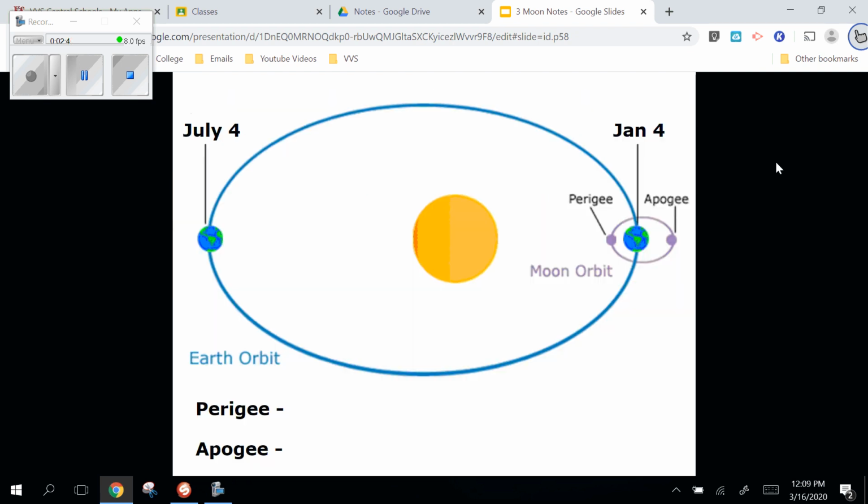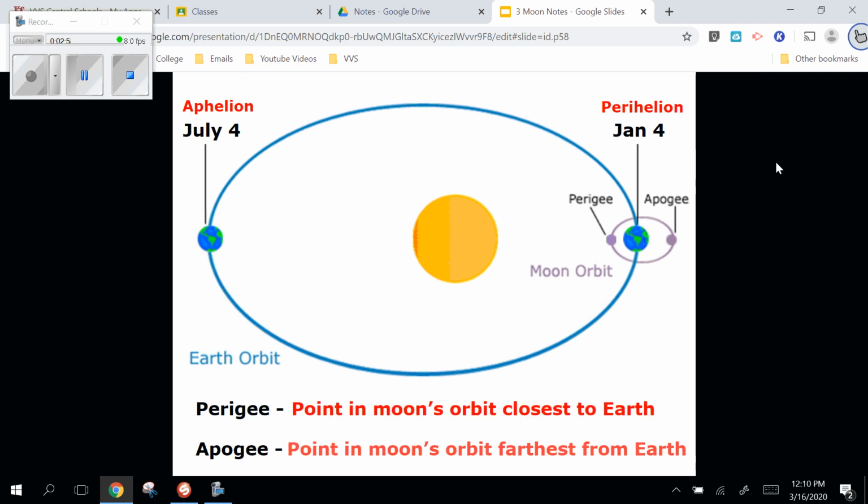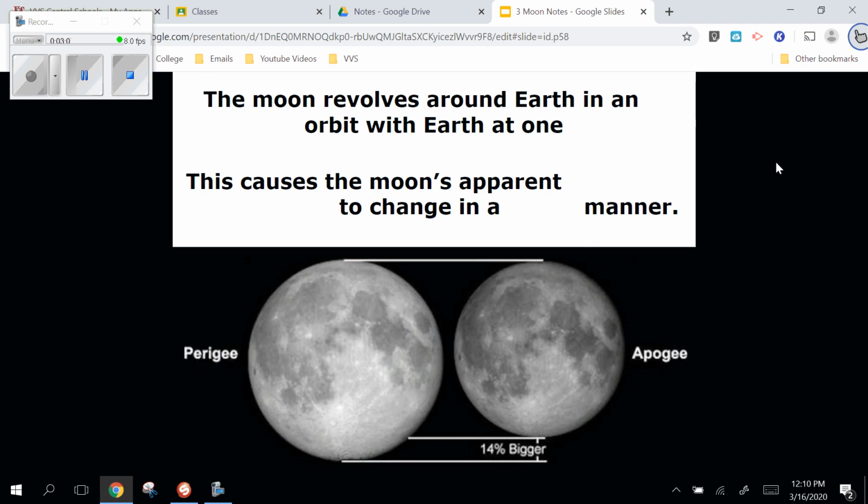All right, looking at the orbit, just like our orbit around the sun is an ellipse, and we have aphelion and perihelion, the moon's orbit around Earth is also an ellipse, and it has perigee and apogee, so near to the Earth and far from the Earth. Same principle. The moon revolves around Earth in an elliptical orbit with Earth at one focus.